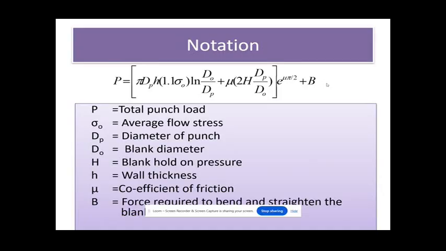Notations are given here. Using this expression, punch load can be determined, where P is the total punch load, sigma 0 is the average flow stress, dP is the diameter of the punch, d0 is the blank diameter, capital H is the Blank-Holder pressure, small h is the wall thickness, mu is the coefficient of friction, and the last term is the force requirement for bending and straightening of the blank.